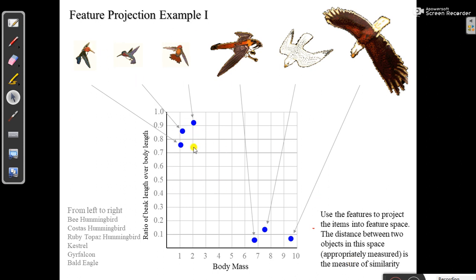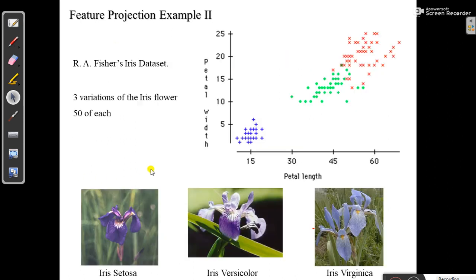Here it is important to note what features we are projecting in the feature space. In this two-dimensional feature space, we are putting only the ratio of beak length over body length against the body mass. We might put other features also, but that might not give you an exact similarity value. So that is also an important matter to think about.